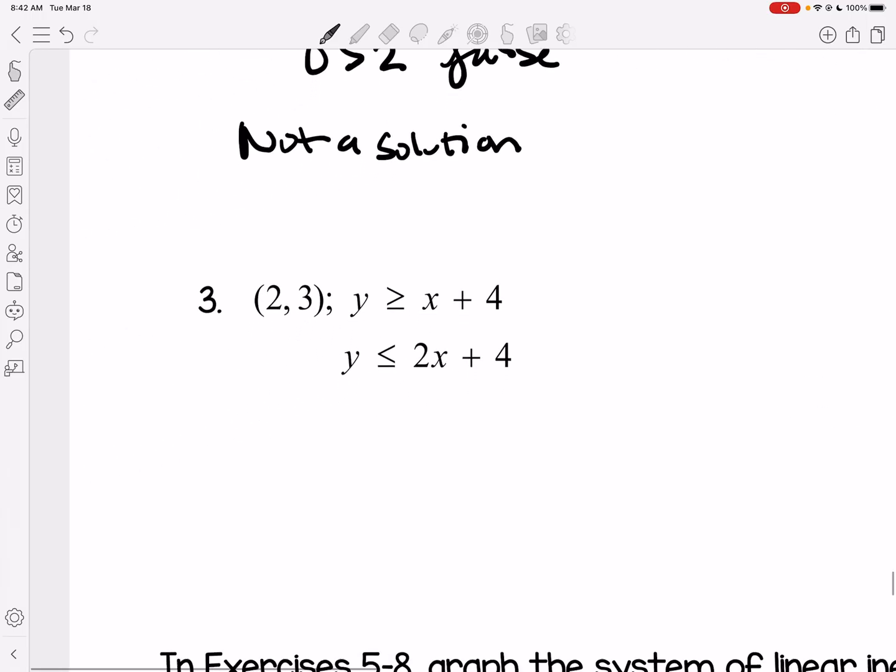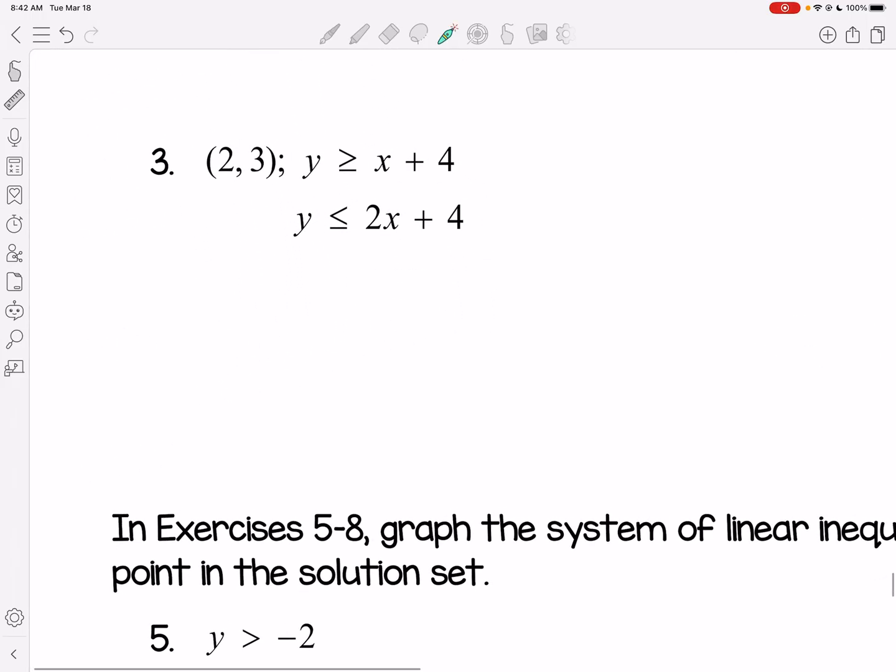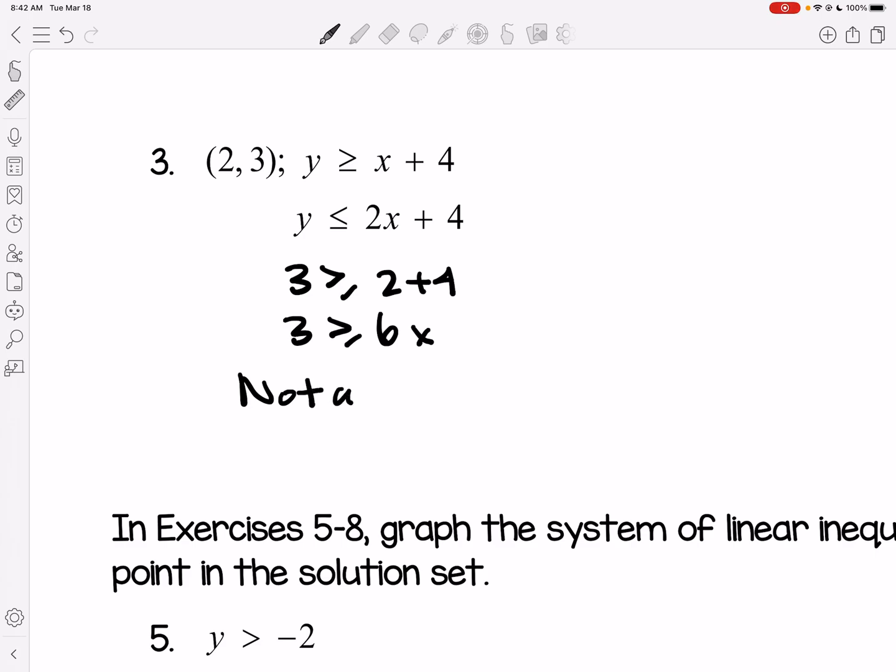Number 3, we've got this guy. We're going to go ahead and take this point and plug it in. So taking the point 2, 3, I get 3 is greater than or equal to 2 plus 4, which is saying 3 is greater than or equal to 6, which that's not true. So that means this is not a solution.